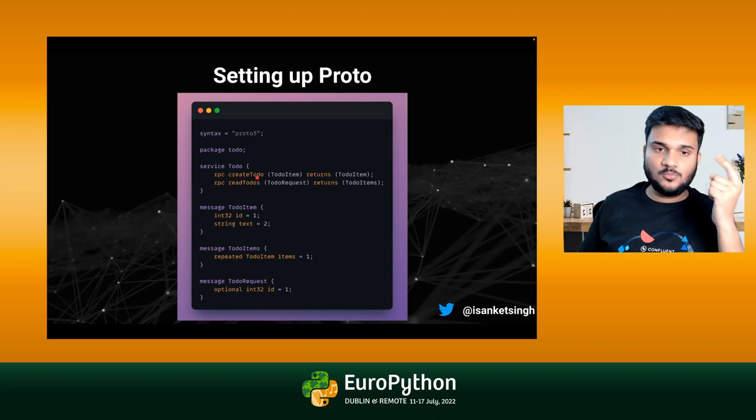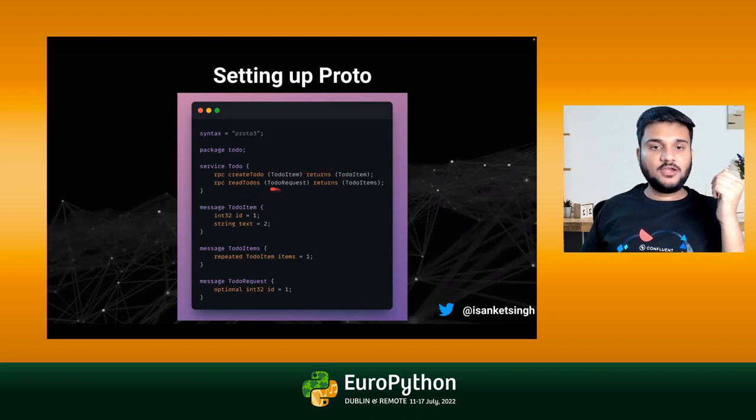One is create to-do and the second one is read to-dos. Create to-do is going to take a to-do item as input and it is going to return the to-do item. And read to-dos is going to take a to-do request and it is going to return to-do items. So if you see how a to-do item looks like, it's a message format.